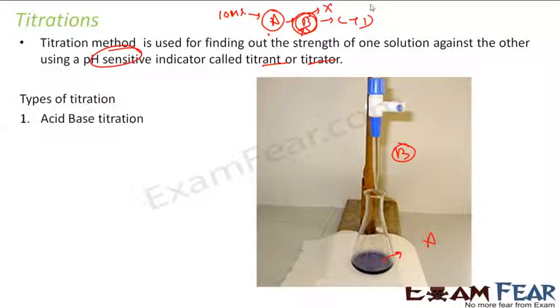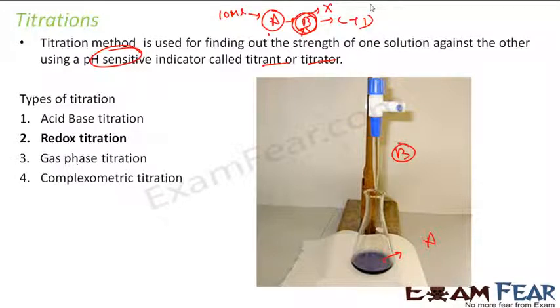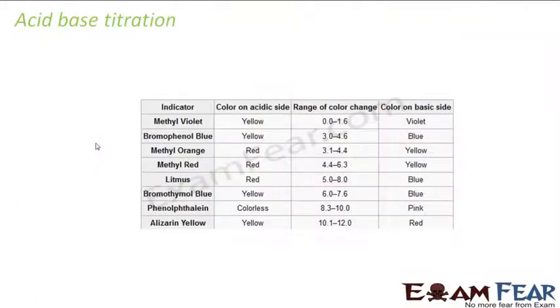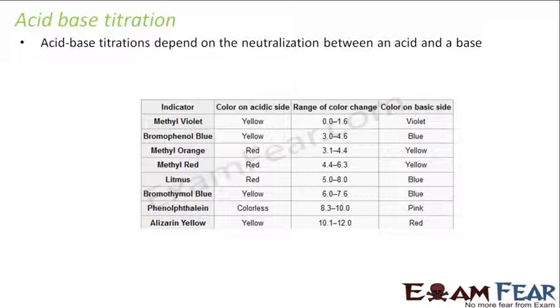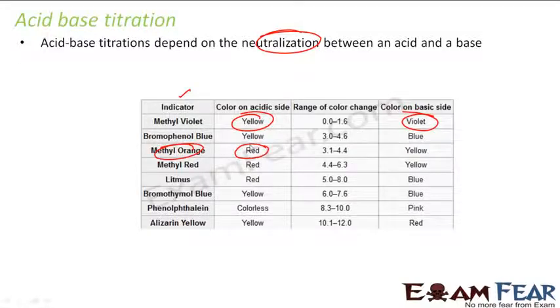And there are various types of titration: the acid-base titration, redox titration, gas-phase titration, complex geometric titrations, zeta potential titration, and many more. But in this case, we'll be focusing more on redox titration because that's our chapter. But before going through redox titration, let's also discuss acid-base titration. In acid-base titration, that all depends on the neutralization of acid and base. For example, in this case, we use indicators which have different colors in acidic and basic medium. For example, methyl violet has yellow color in acidic medium and violet color in basic medium, right? Methyl orange is red in acidic, yellow in basic. Litmus is a good test, red in acid, blue in basic, right? Phenolphthalein is colorless in acid and pink in basic.